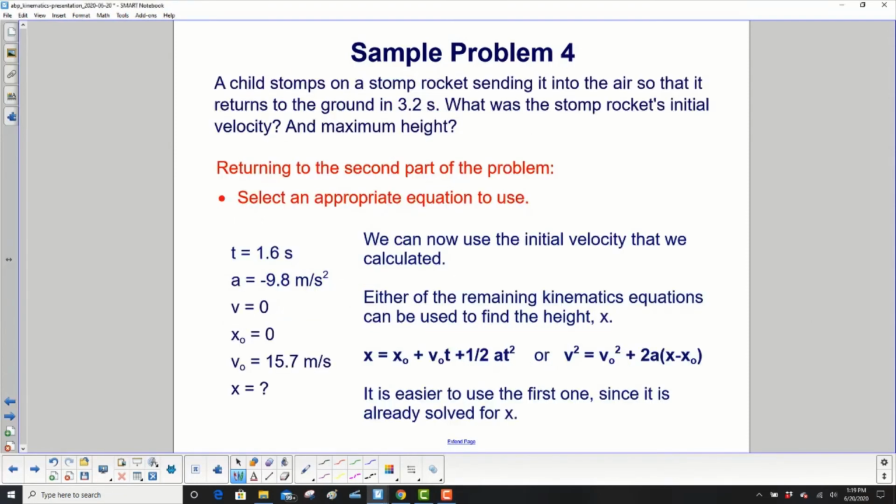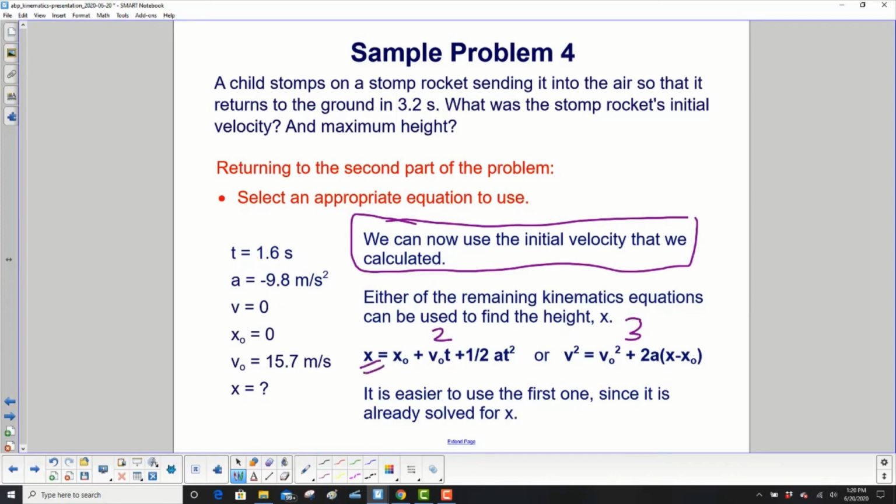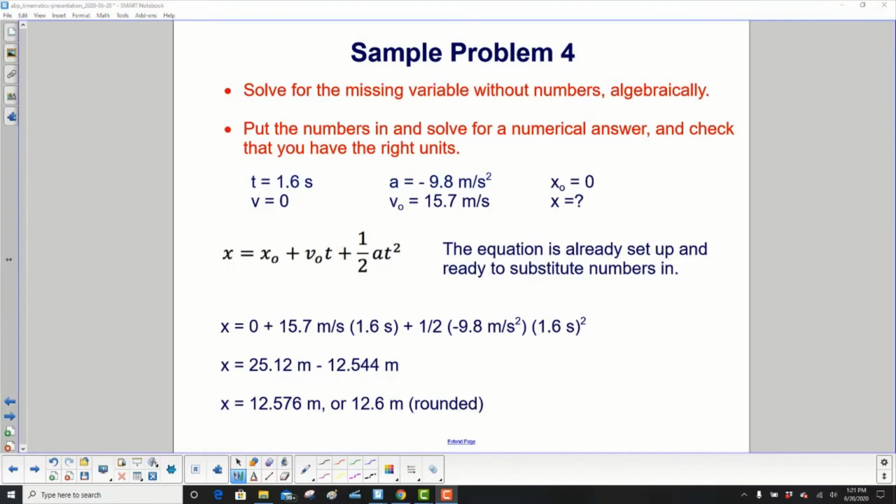Now we'll return to the second part of the problem where we wanted to find the height. We can now use the initial velocity that we calculated, and we can use either of the remaining kinematics equations, either 2 or 3, to find the height x. It's easier to use the first one since it is already solved for x. Now we can put in our numbers. We've already solved for it algebraically. Actually, we just had to use the equation, which is great.